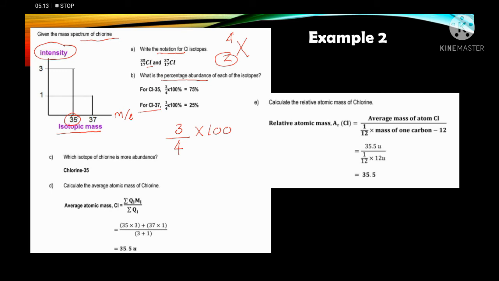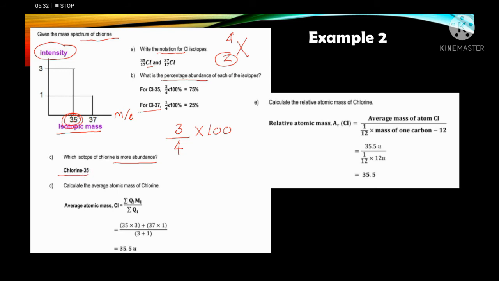Okay, the next question. They ask you, which isotope of chlorine is more abundant? Maksudnya apa? Yang ada highest intensity, yang ada highest ratio, yang ada highest percentage. Yang ada highest percentage mestinya yang paling tinggi peak dia. So, which one? Obviously, chlorine 35.